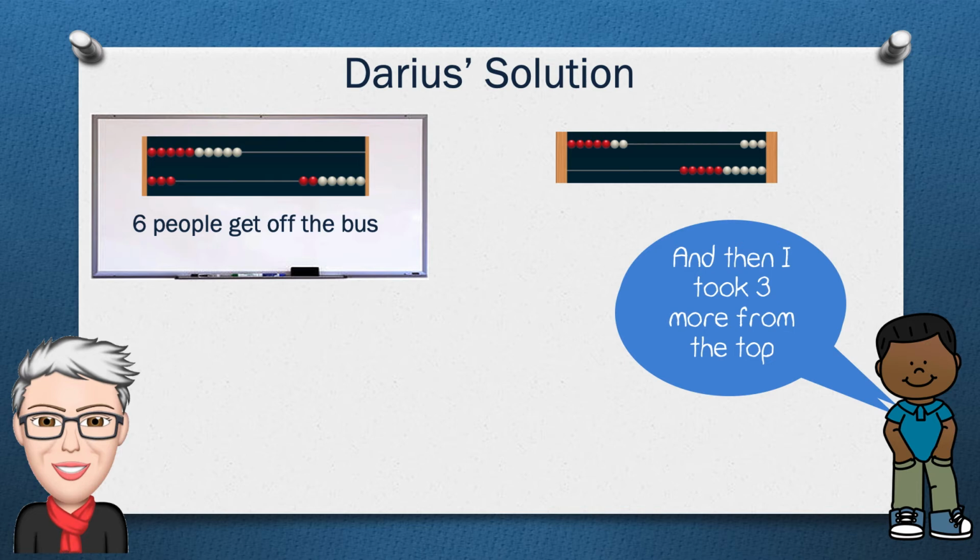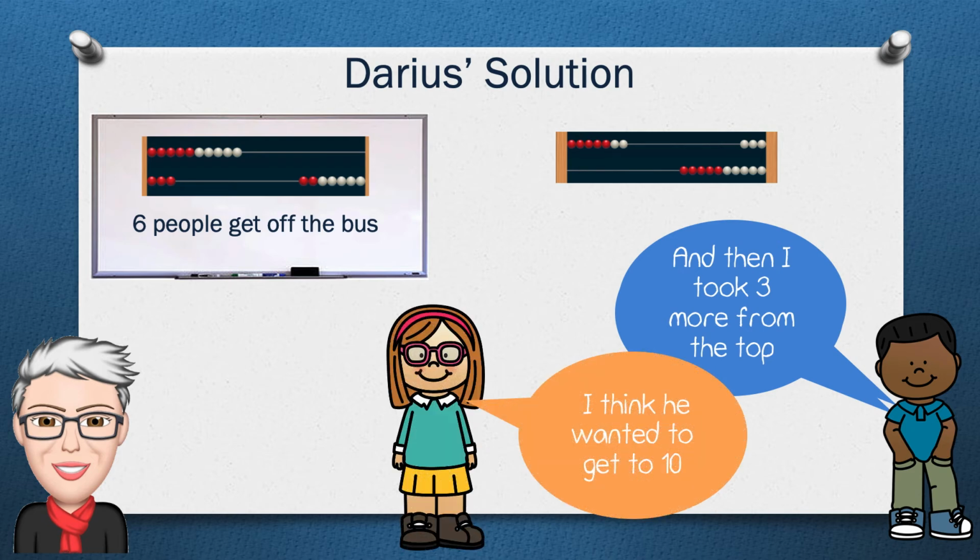As Darius elaborates why he emptied the bottom, he or others might remark that in doing so, he got down to 10. Then he took the rest of the beads away from the 10 on the top. Why did he want to get down to 10? Maybe he just wanted to empty one of the rods. However, it is also the case that by now 10 is a very friendly number for most students, so he might have wanted to get down to 10.